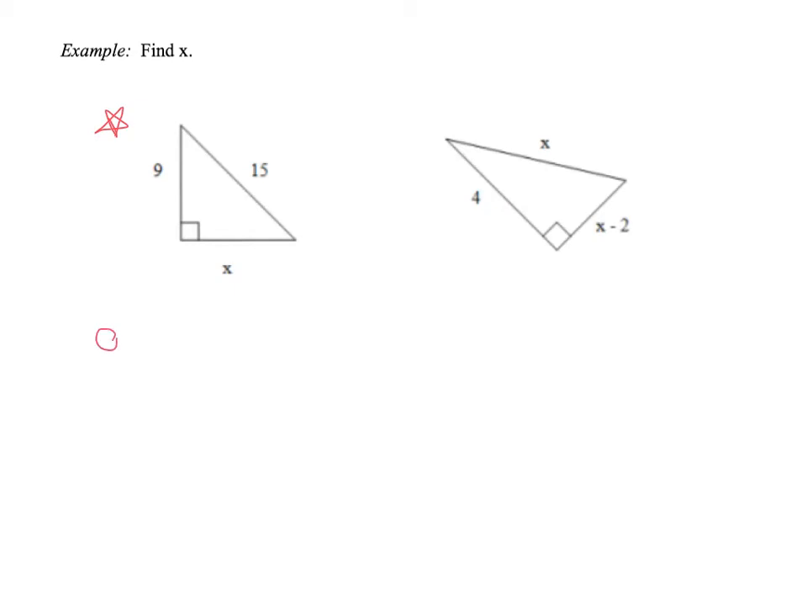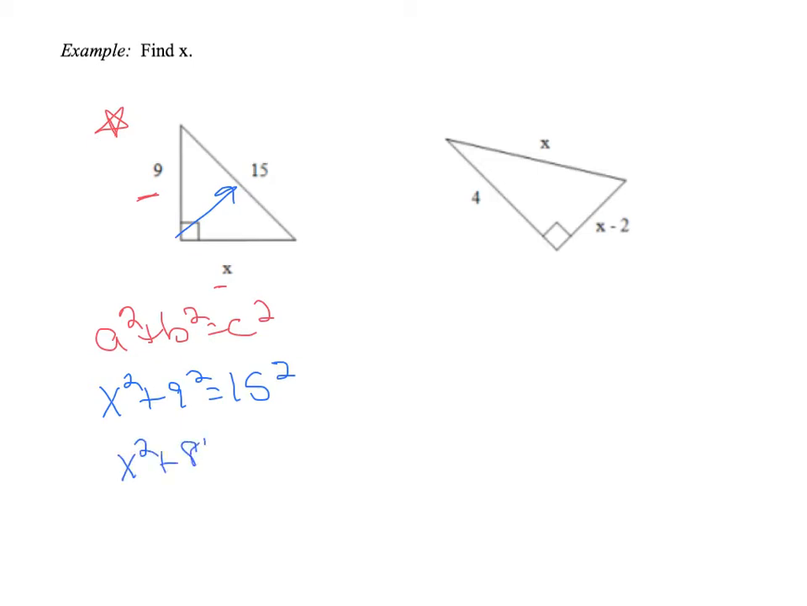Alright, so you should have had A squared plus B squared equals C squared. What you should notice is that your 9 and that your x are going to be your legs, so we're going to plug those in. X squared plus 9 squared, and then across from the right angle is always the hypotenuse, so it's 15 squared. Okay, so we get x squared plus 81 equals 225.